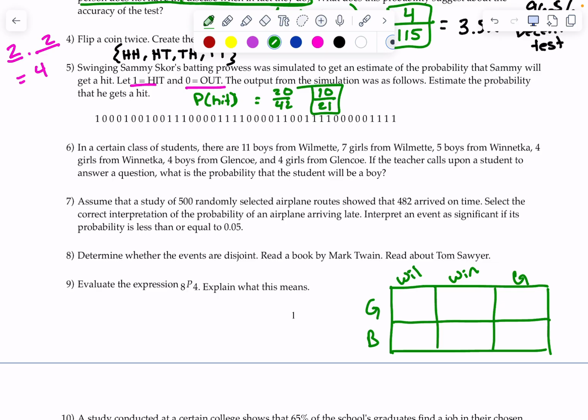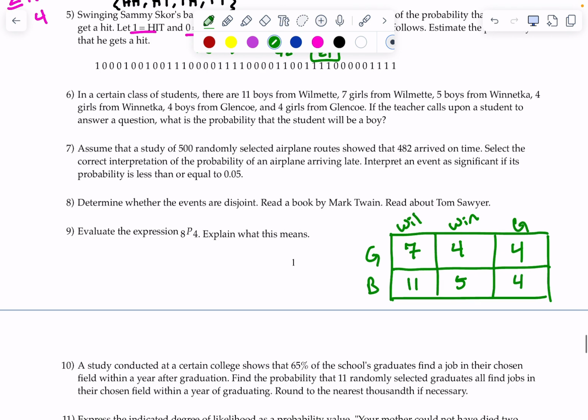Okay. 11 boys from Wilmette and 7 girls from Wilmette, 5 boys from Winnetka, 4 girls from Winnetka, 4 boys from Glencoe, 4 girls from Glencoe. If the teacher calls upon a student, let's do our totals first. That's 18 total from Wilmette, 9 total from Winnetka, and 8 total from Glencoe. Girls total is 15, 20 boys total, so 35 kids, all 3 places together.